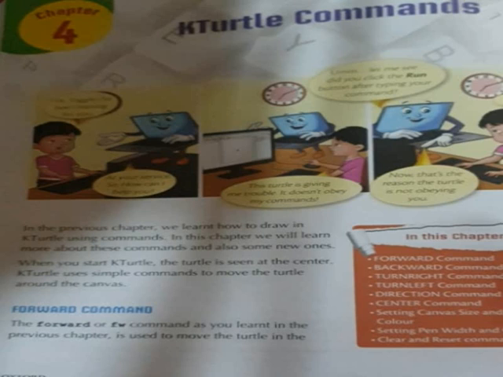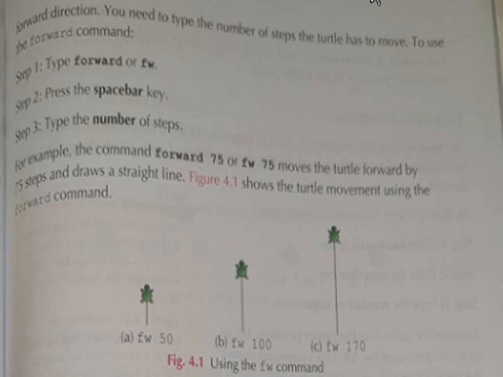In the previous chapter we learned how to draw in KTurtle using commands. Now we are going to learn some new commands. For example, the forward command, backward command, turn right command, turn left command. The forward or FW command, as you learned in the previous chapter, is used to move the turtle in the forward direction. You need to type the number of the steps, and when you type the number of the steps, the turtle moves.